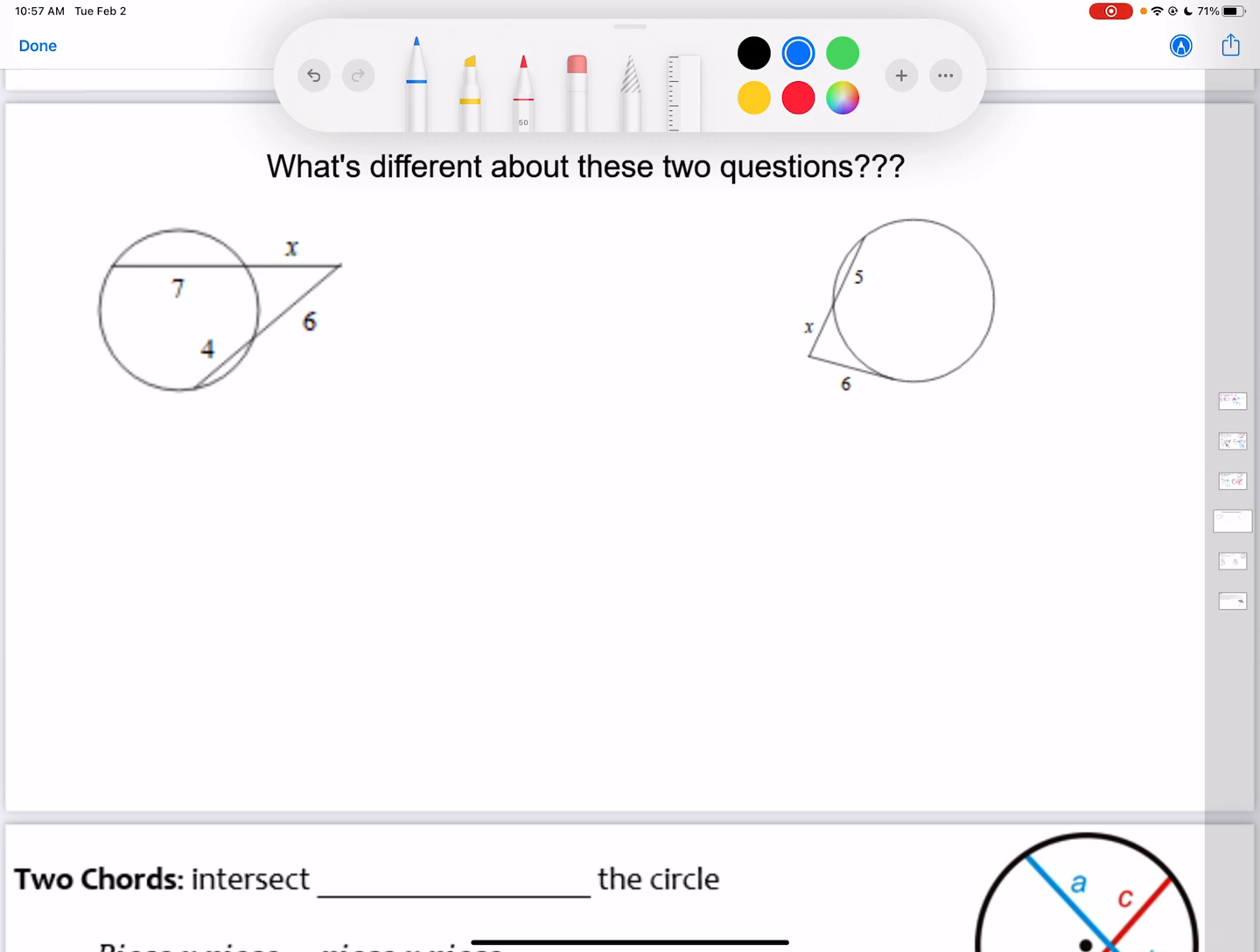What's the same? The same is that they have angles that intersect outside. However, this is 2 secants over here, so that's that formula. And this one is 1 tangent, 1 secant. All right, so make sure you practice these. Ask your teacher questions if you have any on these.